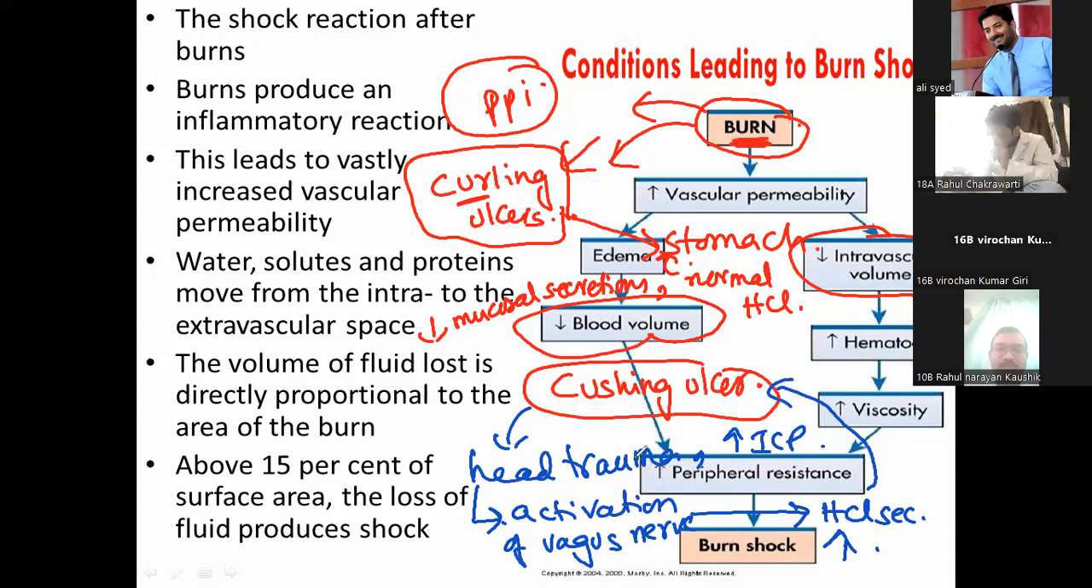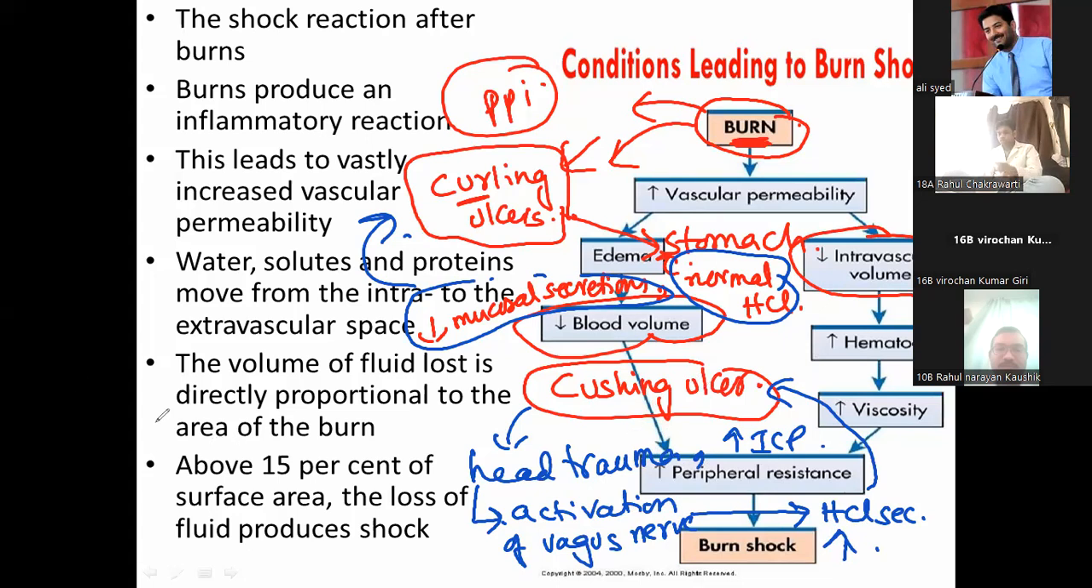So see here, in a burn patient, the HCl secretion is normal, but mucosal secretions are decreased. That's why the patient develops curling ulcer. In a head trauma patient, due to head trauma, there is activation of the 10th cranial nerve, that is your vagus nerve, and it is going to increase the HCl secretion. So with increased HCl secretion, there will be formation of Cushing ulcers in a patient with head trauma.